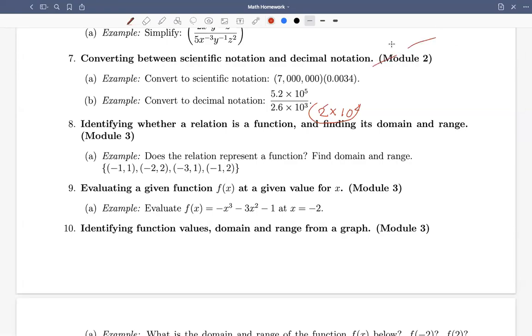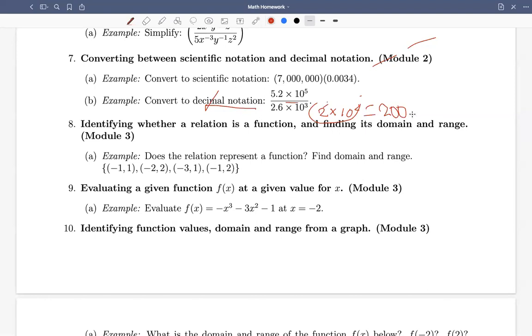Okay, for question 7b, look at this, convert into decimal notation. So that means we need to write this as 200, right? Because we have 2 times 10 squared, which is 200. And this is called decimal notation.